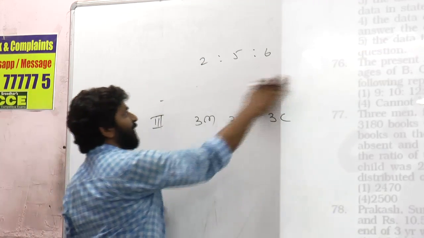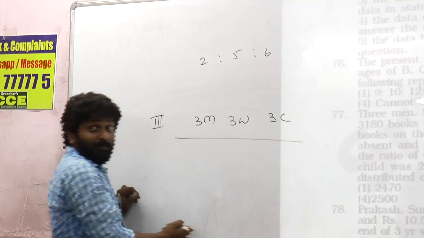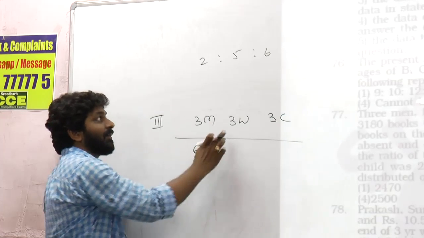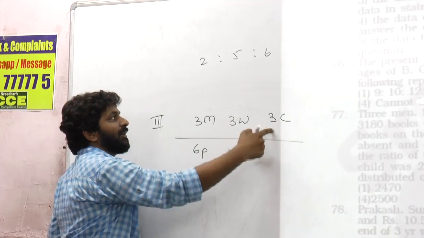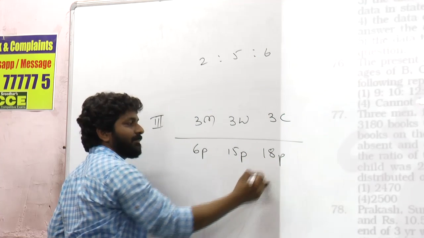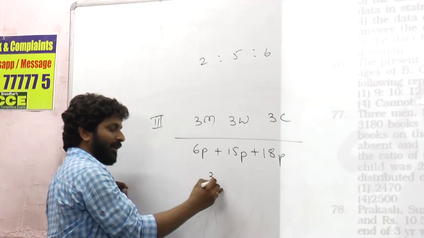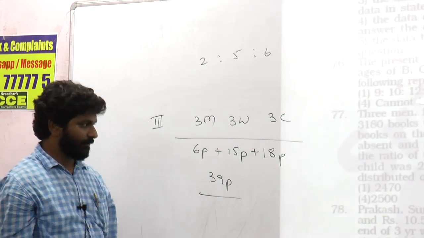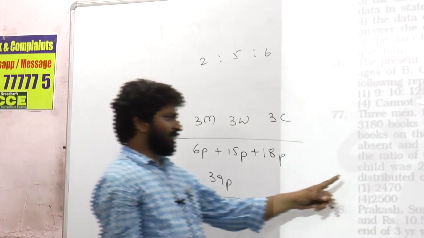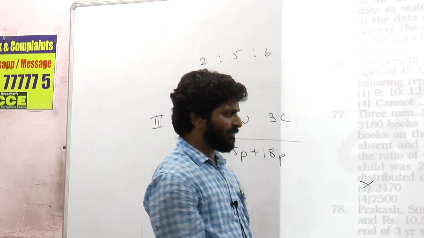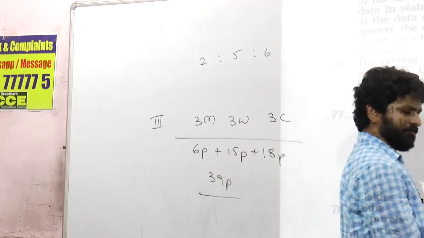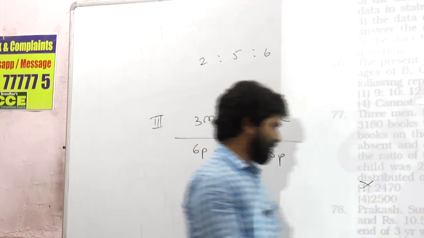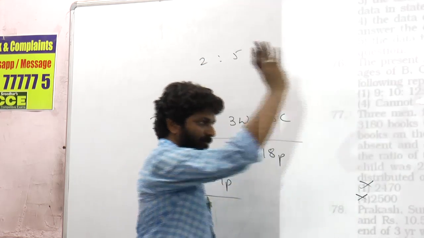Distribution ratio is given as 2:5:6. So total number of books distributed by 3 men on the third day becomes 6 parts. Here 15 parts. Here 18 parts. 39 parts. Answer should be a multiple of 3 and a multiple of 13. This cannot be your answer. This can be your answer. Third option is the answer.